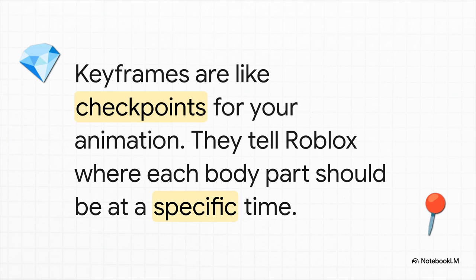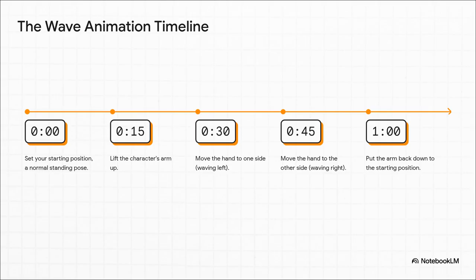Now, before we move a single pixel, you have to understand the single most important concept in all of animation: keyframes. Think of them as checkpoints. You're just telling Roblox, hey, at this specific time, I want this arm to be exactly here. You set the main poses, and Roblox does all the heavy lifting of creating the movement in between. That's the secret.